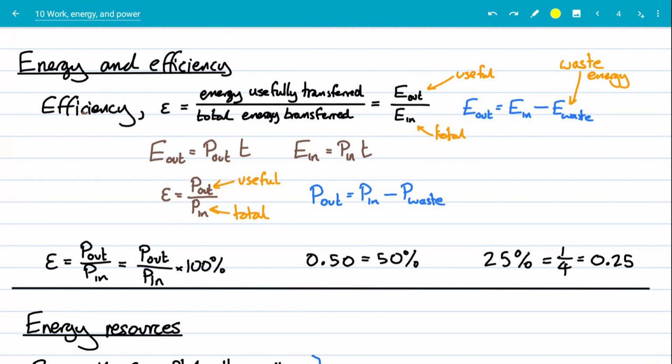Right. That's the end of this lesson and the end of this topic on work, energy and power. Next lesson, we start a new topic all about materials and we start with density. So I hope you'll join me then.